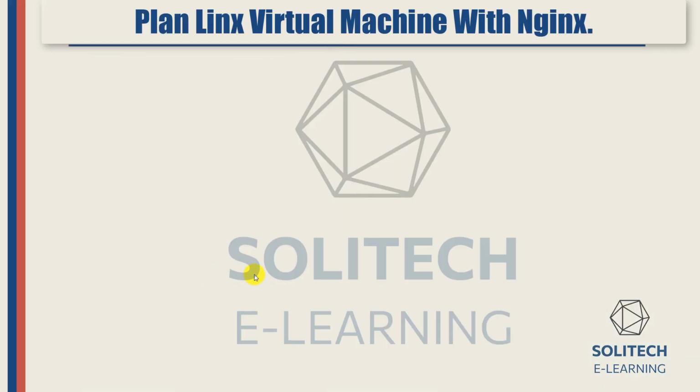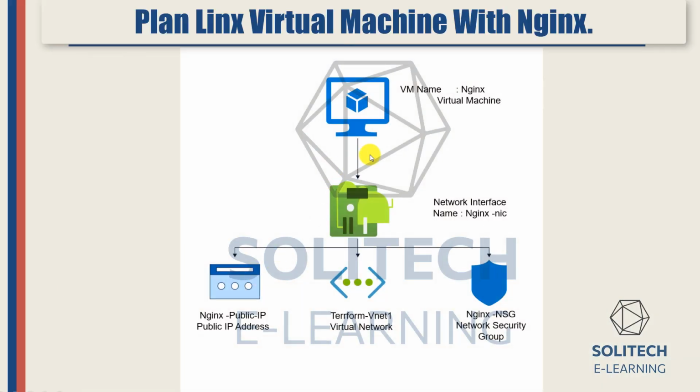As you see in the diagram, we have 5 elements to create the Linux virtual machine. 1. The VM with name Nginx. 2. Network interface with name Nginx-NIC. 3. Public IP address with name Nginx-public-IP. 4. Virtual network with name Terraform-VNet1. This was created in Lesson 1. Finally, network security group Nginx-NSG. Now, let's go explain the code.